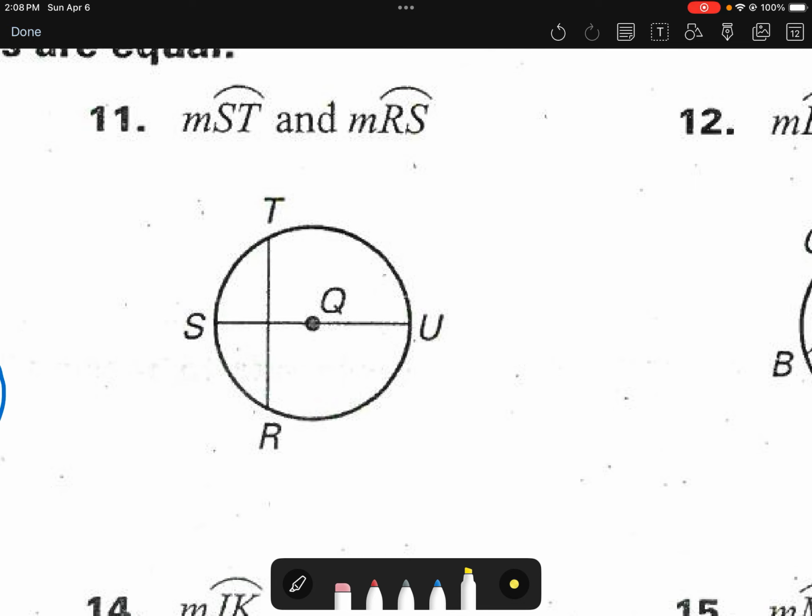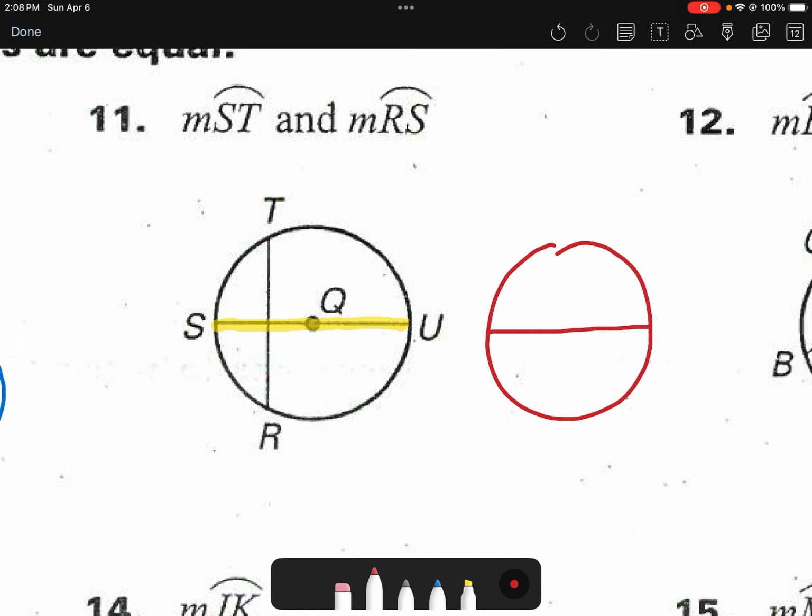Okay, so here we do have a diameter. Does it cross that chord at a right angle? So let me show you what this could look like. What if it looked like that? Would you say that this was the same as this? Probably not. You need the right angle. It sure looks like it's a right angle here, but it's not marked, so you can't really say for certain.